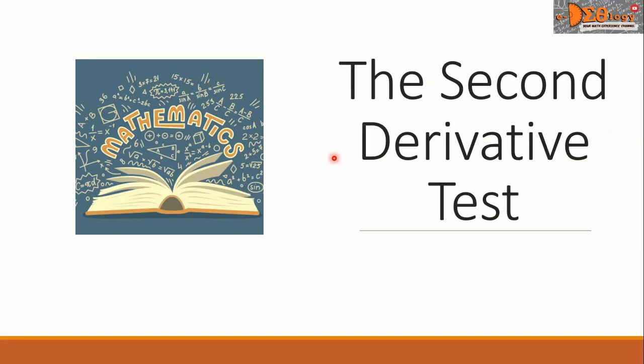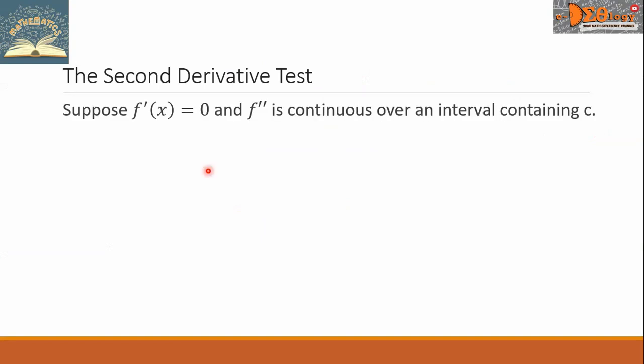Hi everyone. Today we're going to study the second derivative test. Suppose f prime of x equals 0 and f double prime, or the second derivative, is continuous over an interval containing the point C.